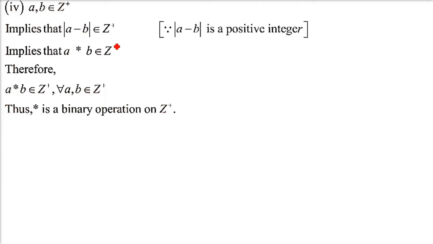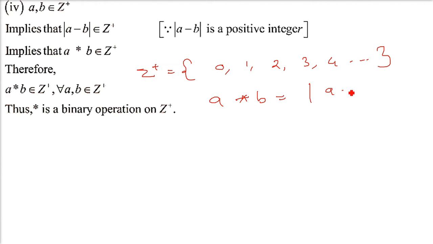Next one, we have the fourth one. On Z plus, define star by this. Z plus, let me write it again: 0, 1, 2, 3, 4, 5 like this. Z plus is all positive integers. This is defined by A star B equals mod of A minus B.